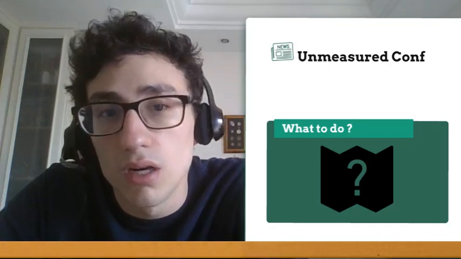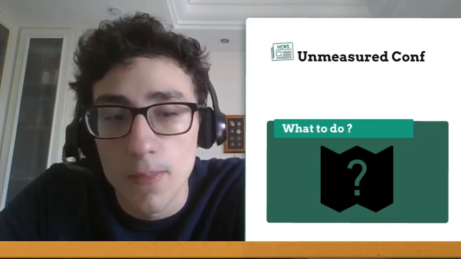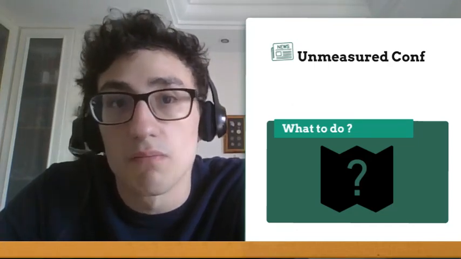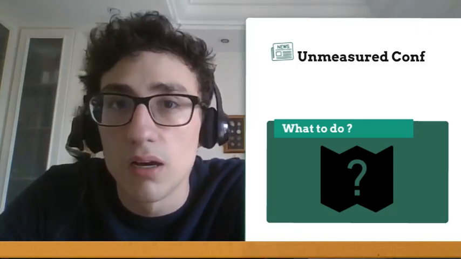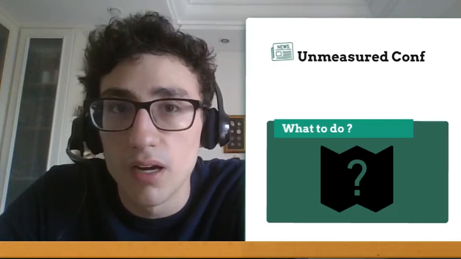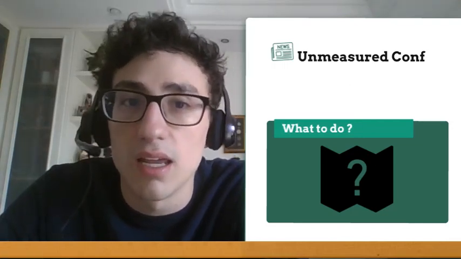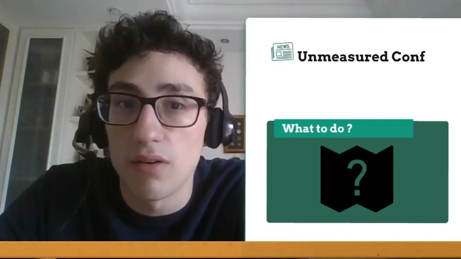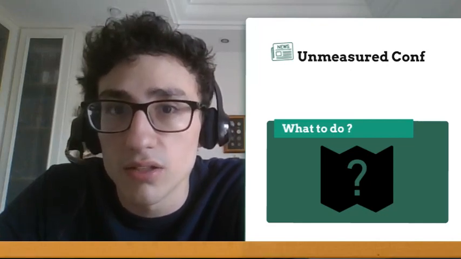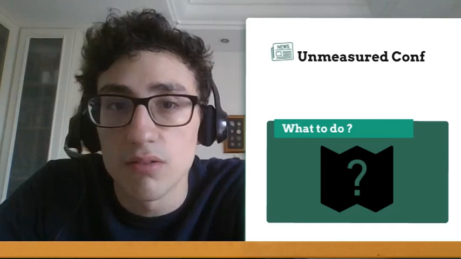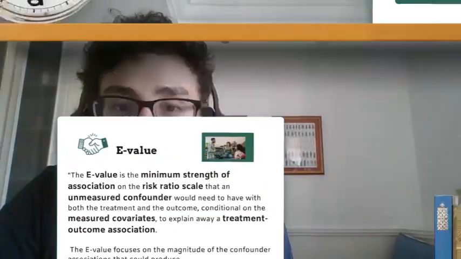So what do you do when you have an unmeasured confounder? There are plenty of options. Some of them require a lot of extrapolation about the data and need a lot of assumptions. One of them that is actually way more straightforward is calculating the E-value.